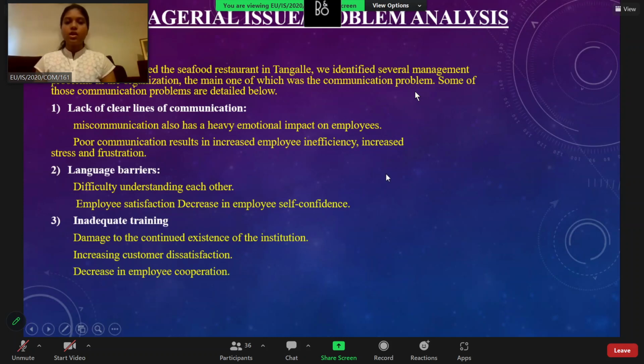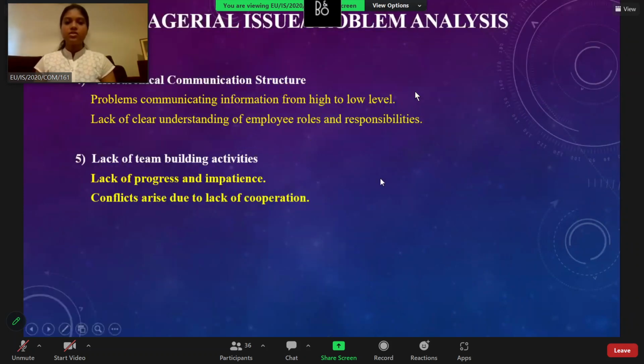Number 4, hierarchical communication structure. This results in information being communicated only from the higher levels of the organization to the lower-level employees. Number 5, lack of team building activities. Lack of team building activities creates inefficiencies in employees. It also negatively affects the continuity of the organization. Employee dissatisfaction rises due to reduced team building activities.